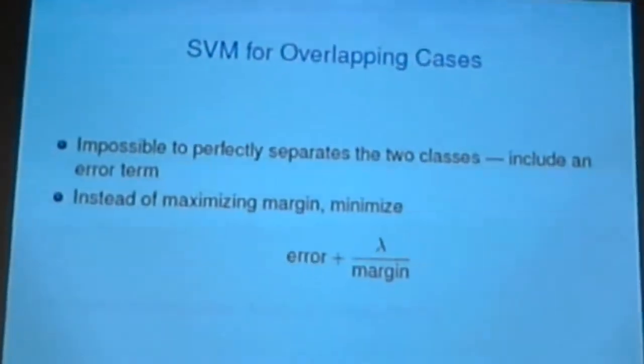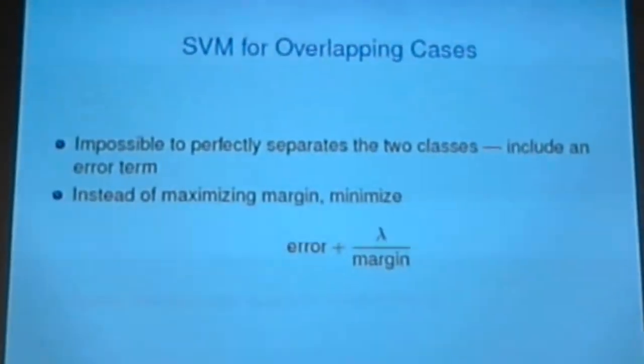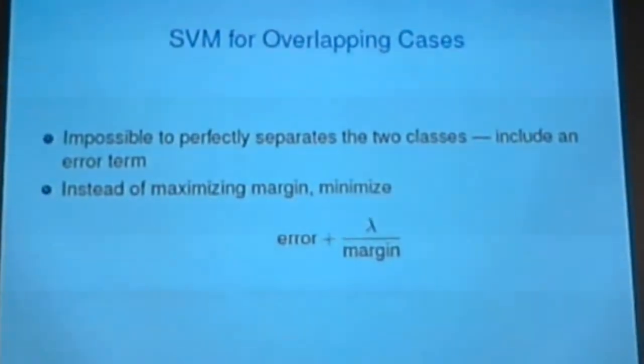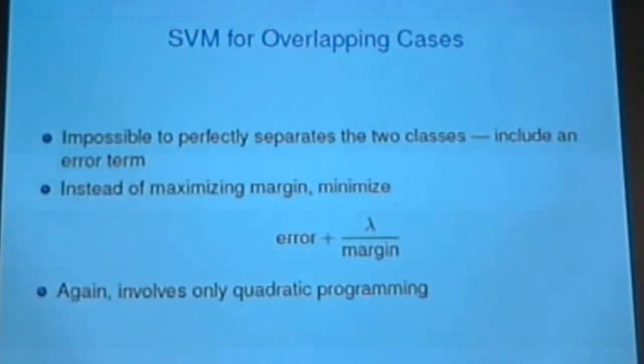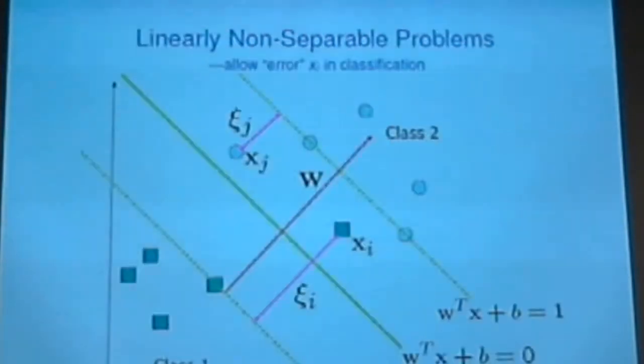But of course, here, because we introduce an error term to allow some cases or feature vectors to go to the other class, instead of maximizing the margin, we minimize some constant divided by the margin. So here, the reciprocal margin plus the error. Only quadratic programming is involved. We have seen this example, this graph, last time.